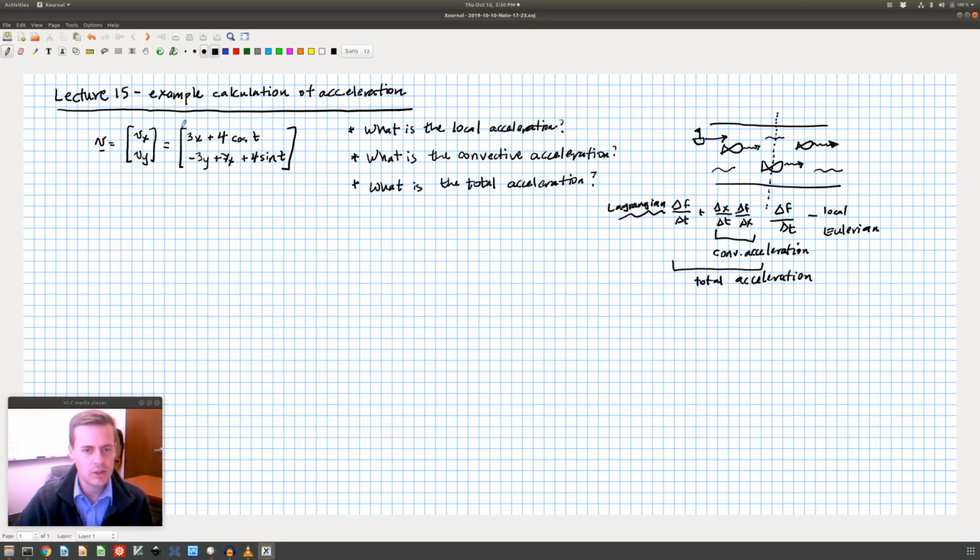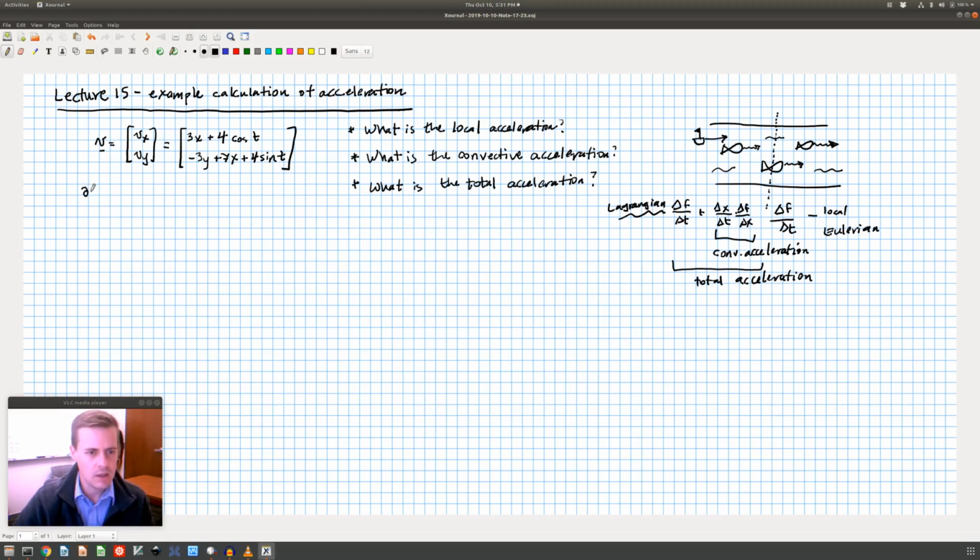So suppose I have a velocity field. This is just some made-up velocity field where I have a 2D case, an x component and a y component. So the x component is 3x plus 4 cosine t, and the y component is minus 3y plus 7x. That's an x. It's not a very good x. Let me erase it. X plus 4 sine t. And what I want to do is calculate the local acceleration, the convective acceleration, and the total acceleration. So how do I calculate the local acceleration?